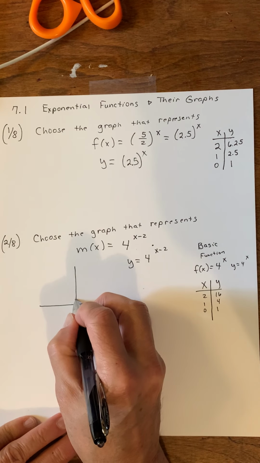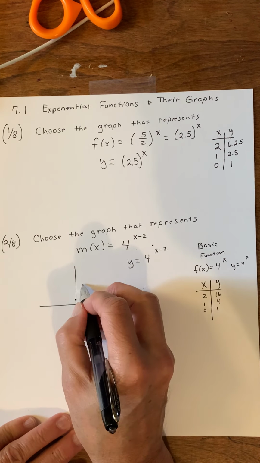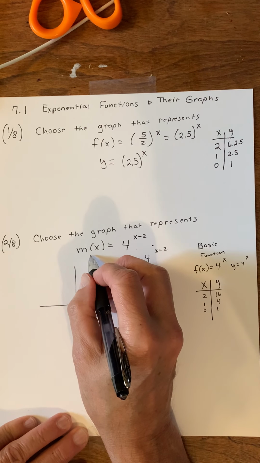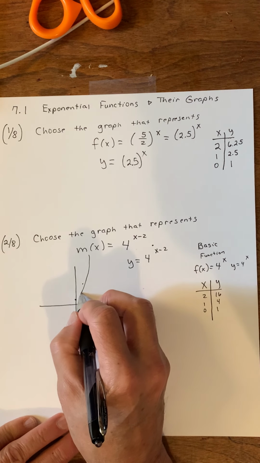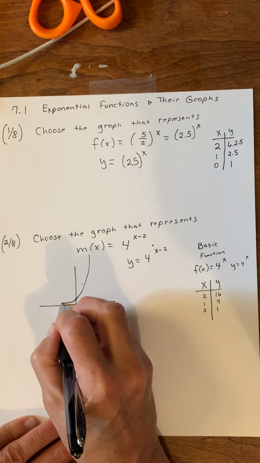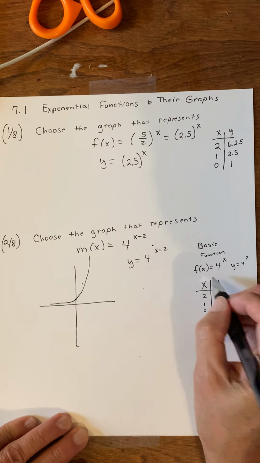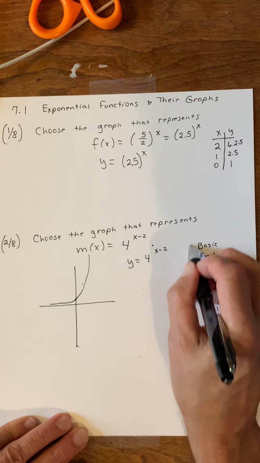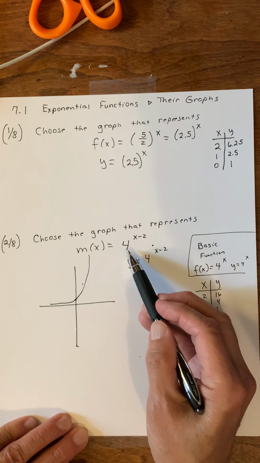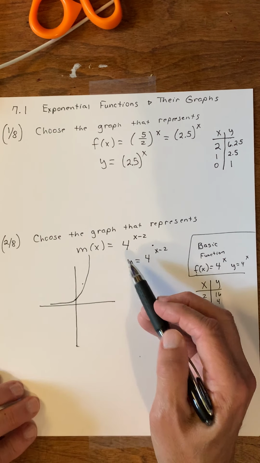So it goes through (0, 1), (1, 4), (2, 16), way up here at 16. And then it's going to go just like this. So that's what my basic function looks like. And I'm wondering what my transformed function is going to look like.